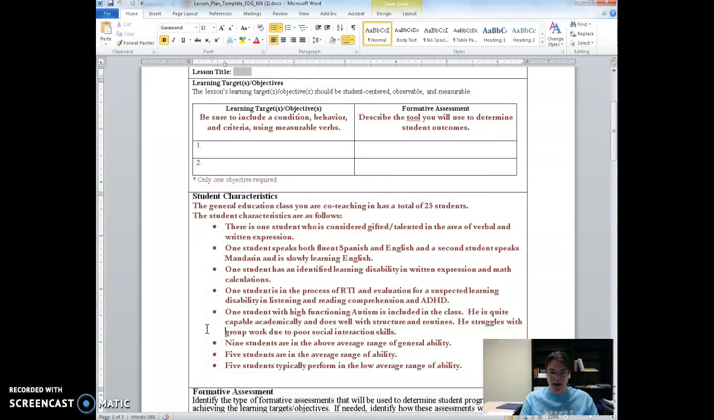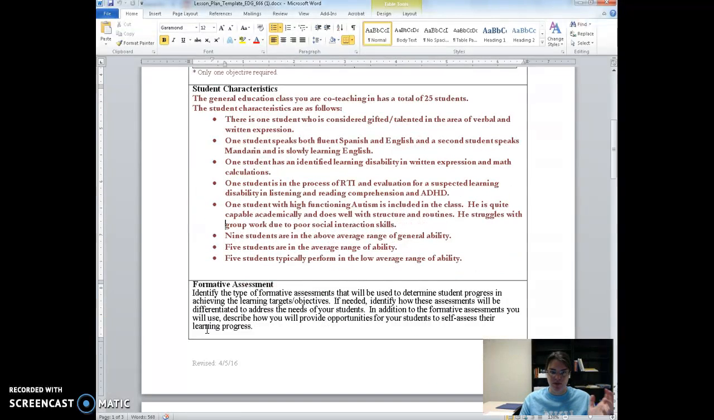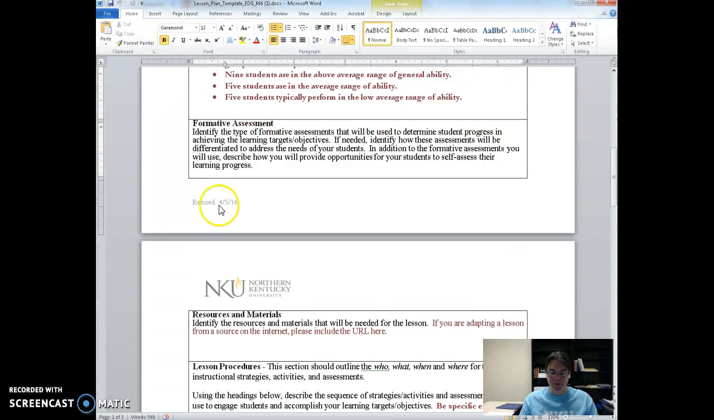There's a student that has high functioning autism, so he does well academically and with structures and routines, but he struggles with group work and he has poor social interaction skills. So if you've got something going on where students will be working together, that's somebody that you might have to make some modifications for. 9 of your students are above average, 5 are average, and 5 are typically low average. So something to think about.